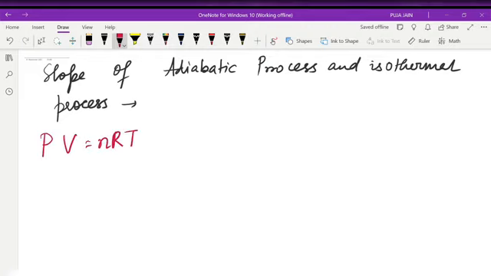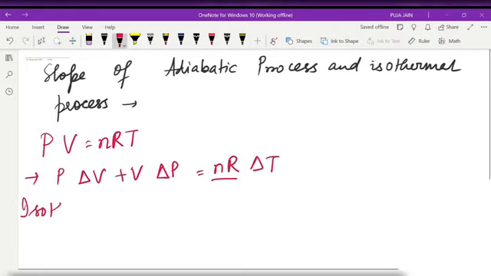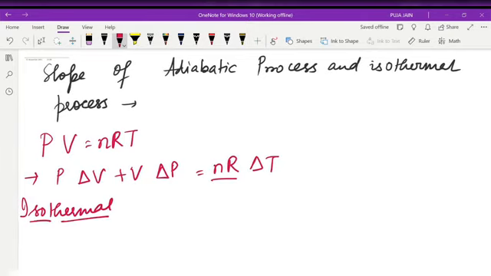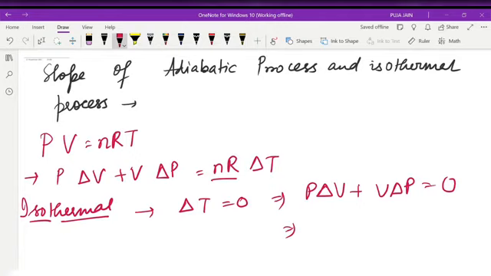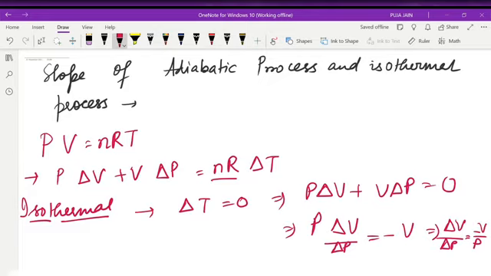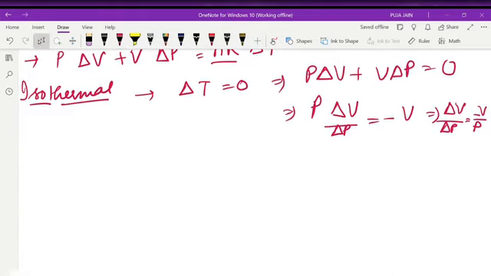So now I will differentiate. See, P del V plus V del P for a small change equals n, R, these are constant, del T. Now isothermal. Isothermal means same temperature, del T equals 0. So we are getting P del V plus V del P equals 0. So del V by del P equals minus V by P, correct? Or del P by del V equals minus P by V.